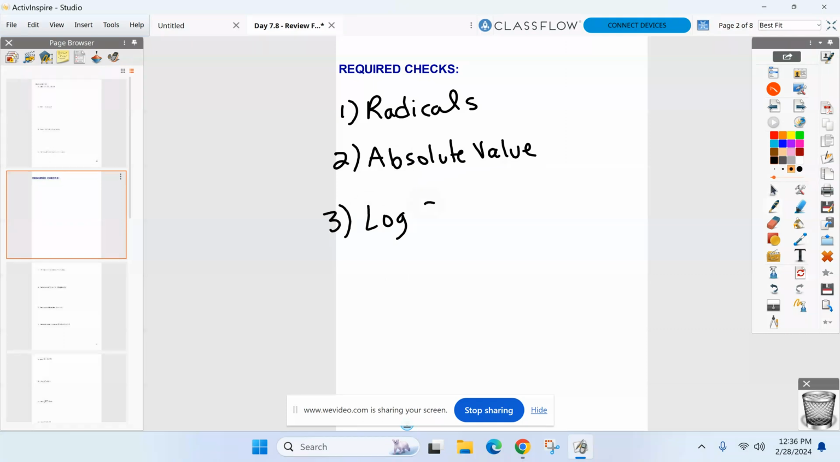Anything that starts out with a log, you have to check. Not if you use the log like we did yesterday in the word problems, but if it starts out with a log and you have to solve for x in the log. Make sure you know what I'm talking about. I'm not talking about using a log. I'm talking about the actual starting equation starts out with a log. I think those are the only three that you have to check at the end.